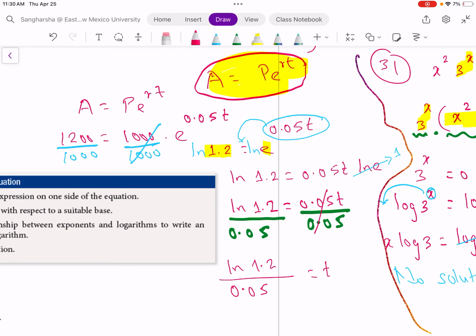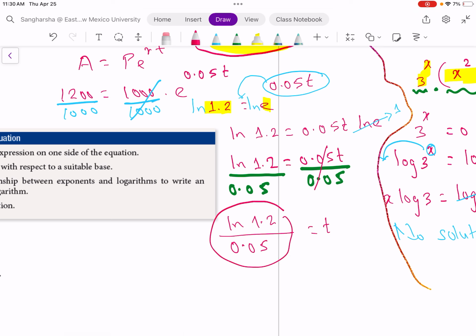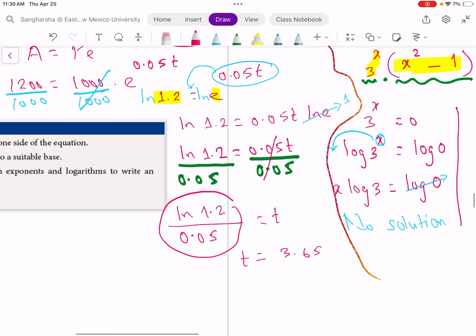Now you're going to use the calculator here. So can anyone help me here? Make sure you are using ln, not common log. So ln of 1.2 divided by 0.05. We get, is it like 3.6? Okay, so it tells us to round to 2 decimals, so 3.65 years. So after depositing for 3.65 years, you will get $1,200 if you deposit $1,000. So if this is the case, will you deposit your $1,000? You deposit $1,000 and after almost 4 years, you get $1,200.